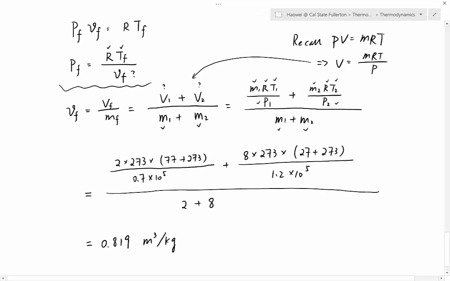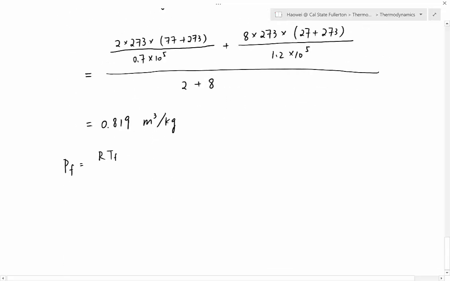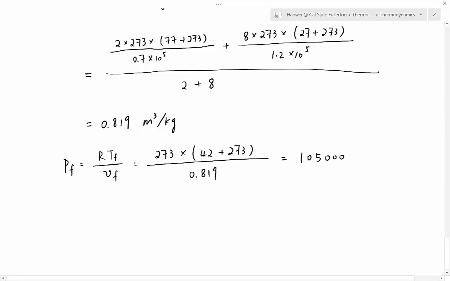PF is equal to R times TF over nu F. R is equal to 273, given in SI unit. Final temperature is 42 Celsius. Make sure you convert it to Kelvin. And then divided by nu F, 0.819, SI unit. So the solution for final pressure is 105000. And the unit must be SI, so it's going to be Pascal. Okay, so this is part one, how to look for the final pressure by using the ideal gas equation.